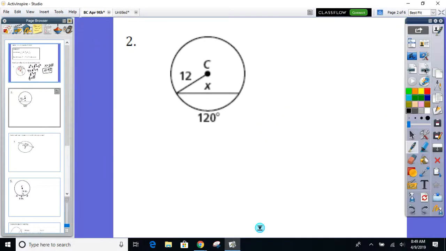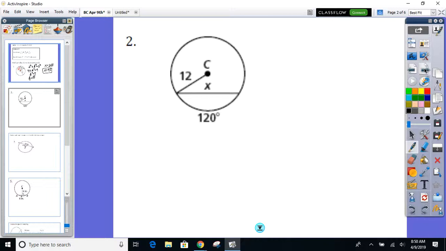Okay, here we go. Next one. Find that chord length. What's the 12? Radius. So if you decide to draw in another radius, it will also be 12. And then I gave you the arc right there, which is 120 degrees. The arc measure, 120.